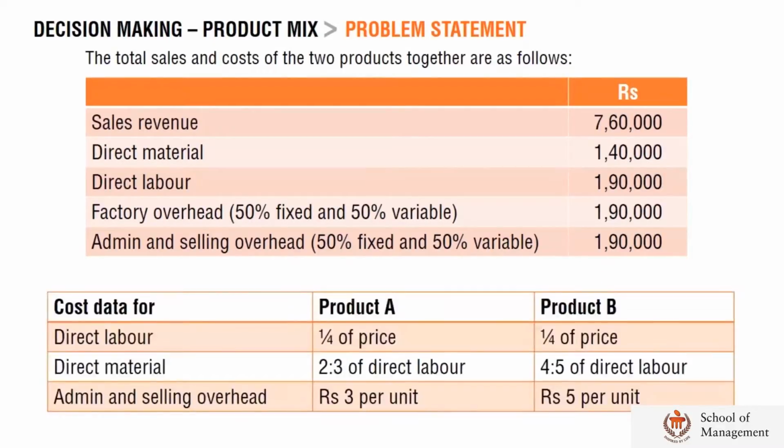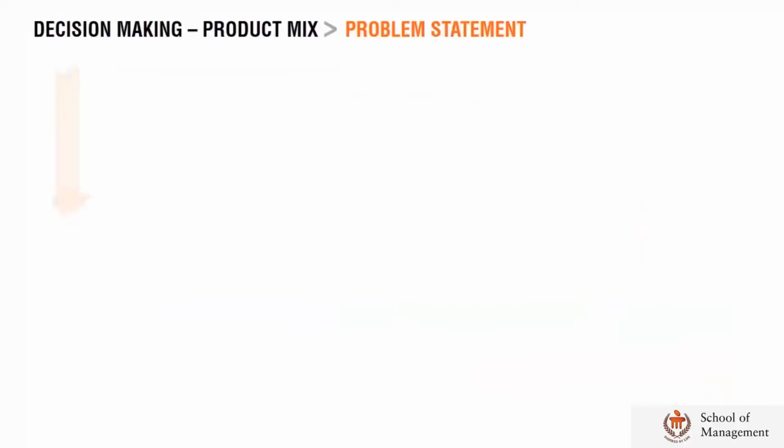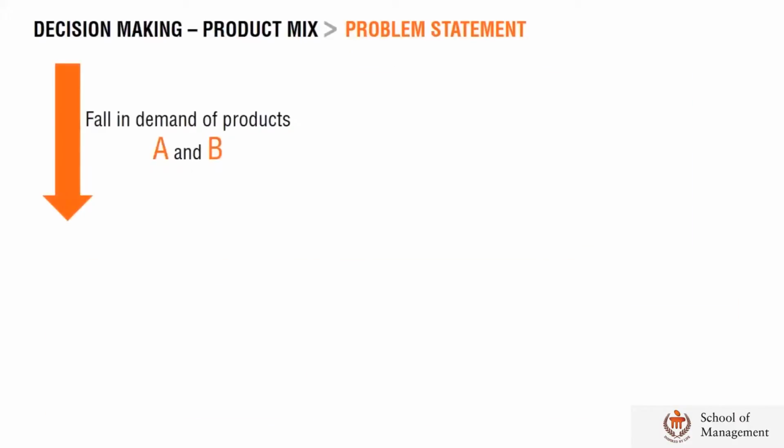And we are also given some information about the direct material and direct labor ratios, with the help of which the product-wise profitability can be calculated. As you can see here, the figures that are given are for A and B put together, and for A and B separately, information has been given to us with which we can arrive at the profit of A and B independently.